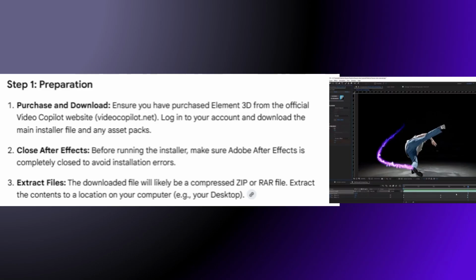Step 1. Preparation. Ensure you have purchased Element 3D from the official Video Copilot website, videocopilot.net. Log into your account and download the main installer file and any asset packs. Close After Effects. Before running the installer, make sure Adobe After Effects is completely closed to avoid installation errors. The downloaded file will likely be a compressed zip or RAR file. Extract the contents to a location on your computer, like your desktop.